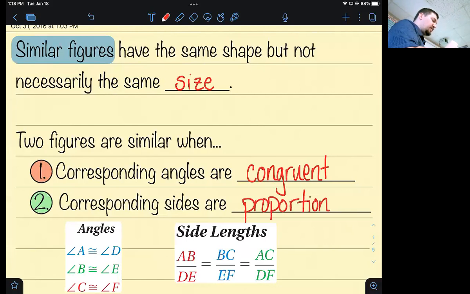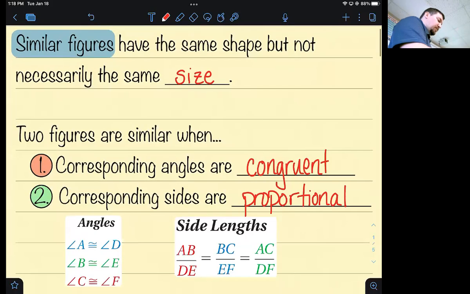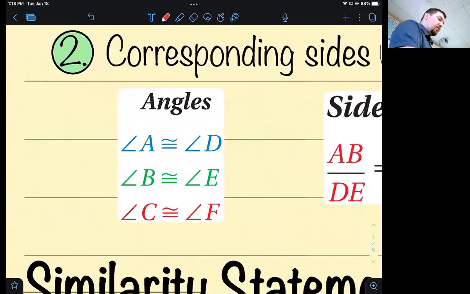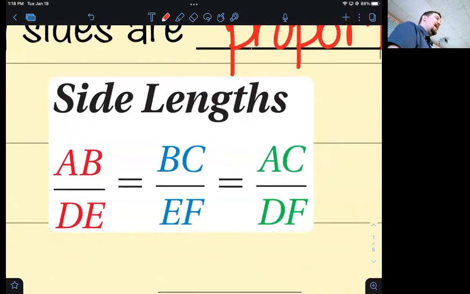Last year you would have solved proportions. You may not have talked a whole lot about similar figures, but it's the same idea. The corresponding angles have to be congruent. That's what this means. That's the congruent symbol. Remember the equal sign with the squiggly line above it. The corresponding angles have to be congruent, and the corresponding side lengths have to be proportional, which means if I place one over the other and make it a fraction, all the fractions have to have that same ratio.